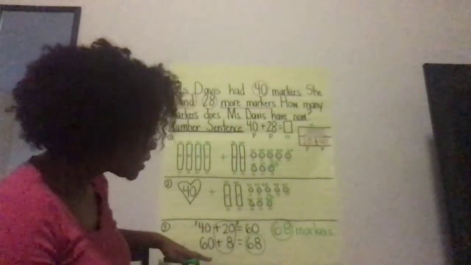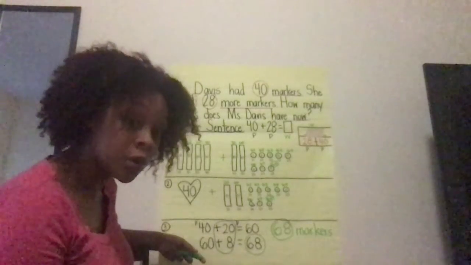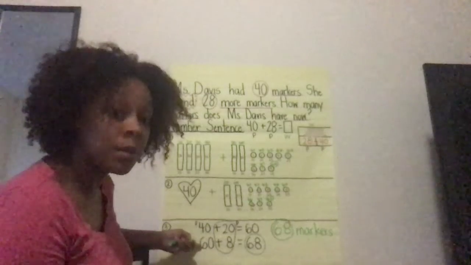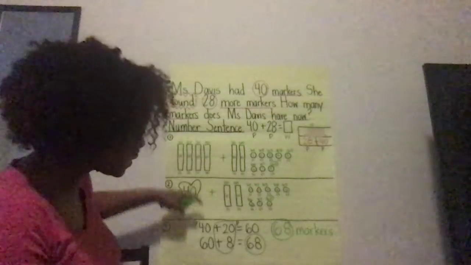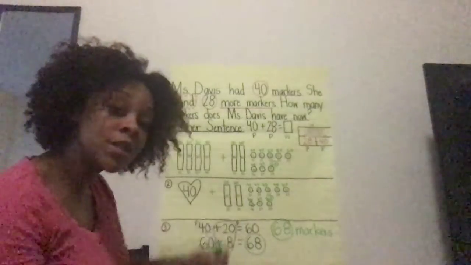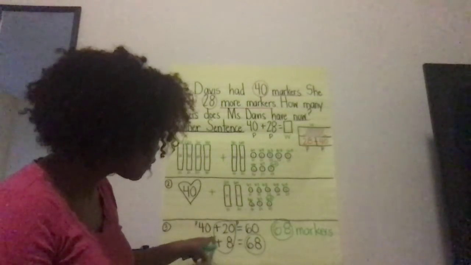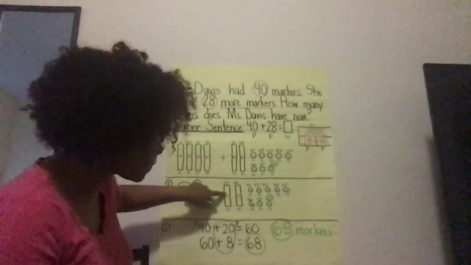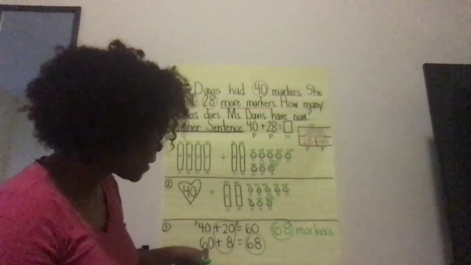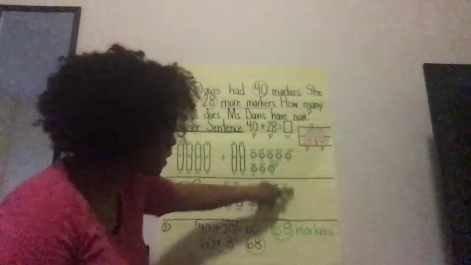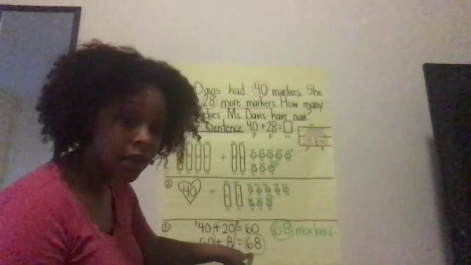And then my last strategy is the most sophisticated strategy. It's the most efficient. For those of us that are working on this strategy, we have number sentences. So again, I started with 40, just like this scholar and just like this scholar. And then I counted on 28, but I decomposed 28 into tens and ones. So I first added 40 plus 20, which is the same as right here, and I got 60. Then I added my ones, 60 plus 8. Here's my 8, and 60 plus 8 equals 68.